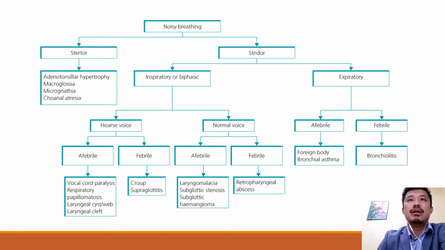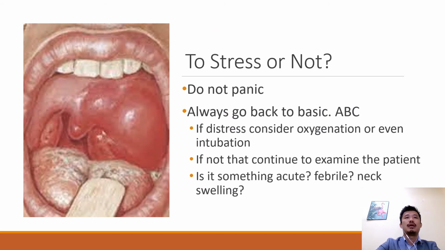In stridor, like we said earlier, we have to differentiate between inspiratory, biphasic or expiratory, and from there differentiate whether the voice is normal or hoarse, and whether the patient is afebrile or febrile, to look for whether it is infectious in origin or not. For that we are able to differentiate. It makes things easier to zoom in to what we want to treat or diagnose. Okay, next slide, to stress or not to stress.